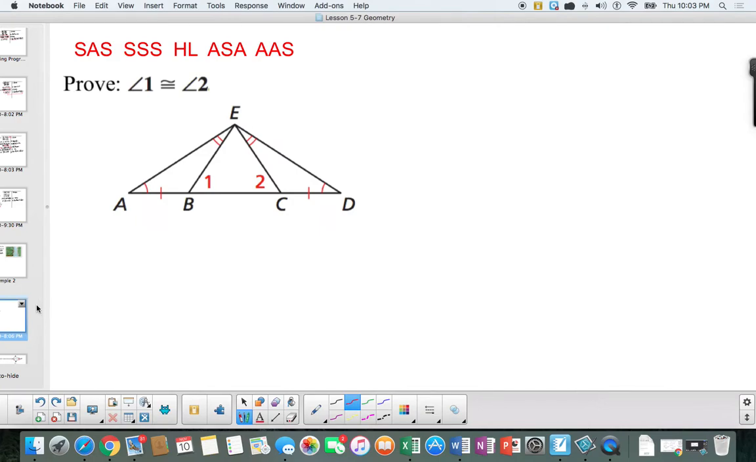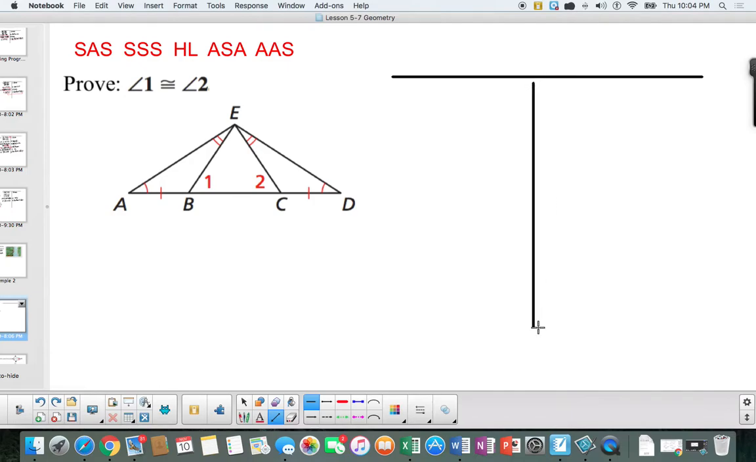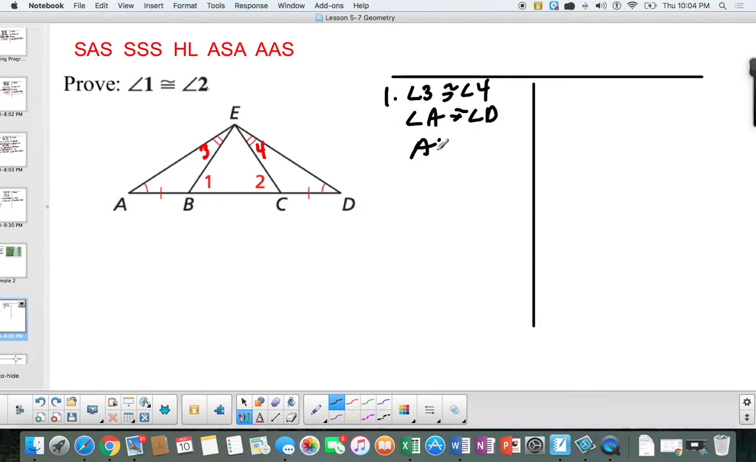All right, let's take a look at some more proofs. The pictures are getting a little bit more complicated, and let's see what we can do here. All right, I'm looking and I can see some givens. I'm going to call this angle 3 and angle 4 so that I don't have to use 3 letters. I'm going to write down everything that I see. Number 1, I see angle 3 congruent to angle 4. I see angle A congruent to angle D, and I see AB congruent to CD, and that's all in the given.